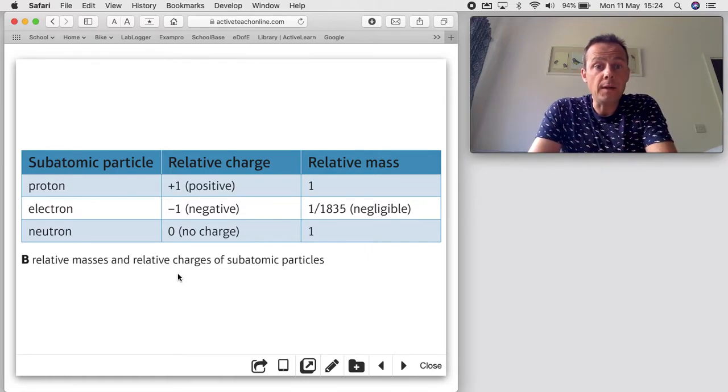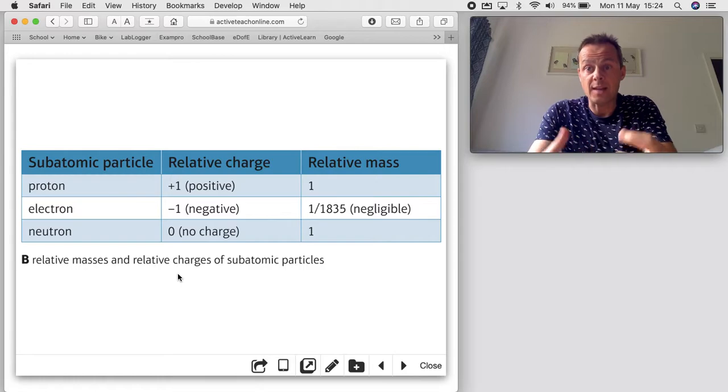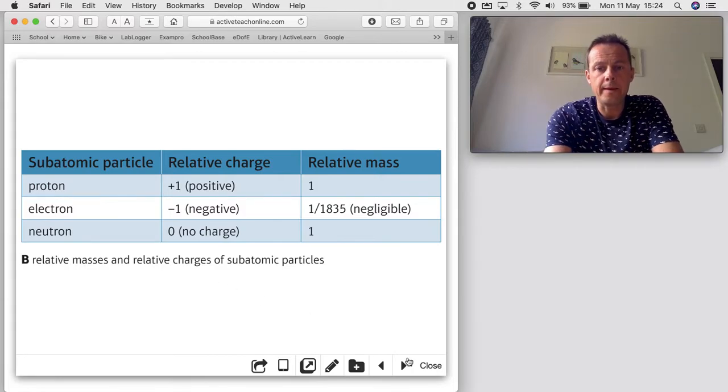Back inside the nucleus, we have a neutron. Now, a neutron has no charge, and it has a relative mass of 1. So there are 2 particles that have a mass that are heavy, which are protons and neutrons. The electrons are the light particles. Then we have protons with a positive charge, electrons with a negative charge, and neutrons with no overall charge.